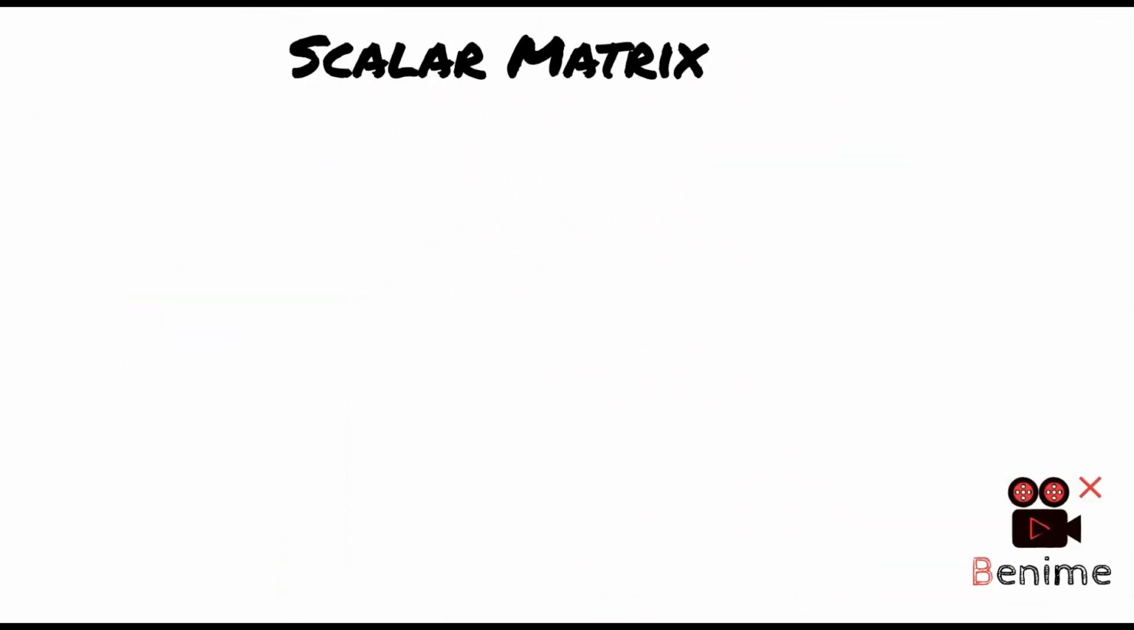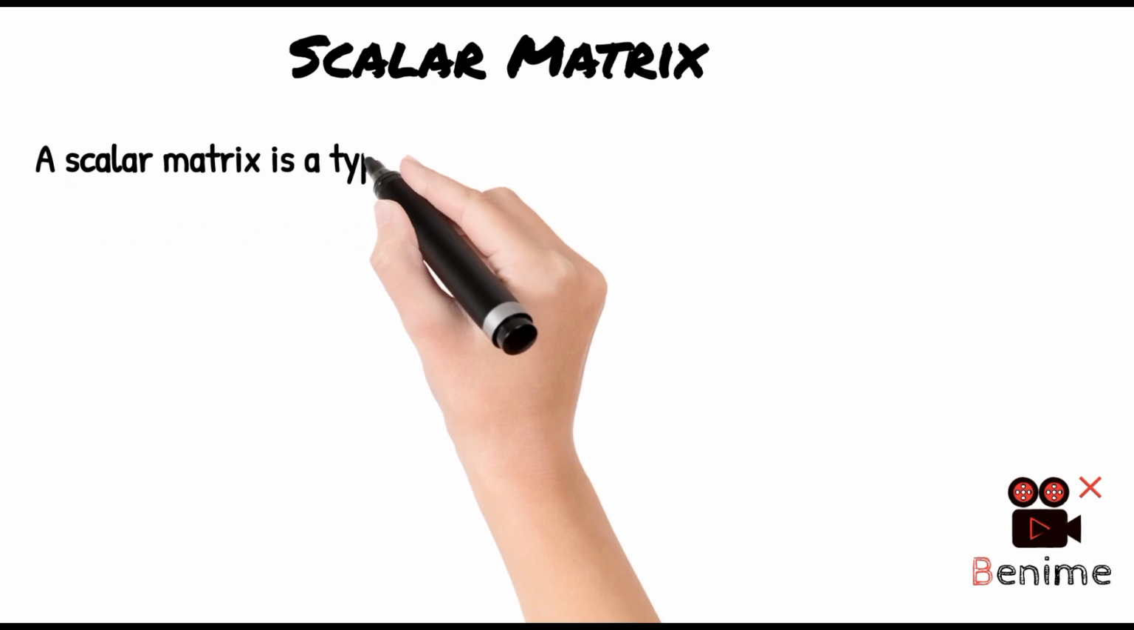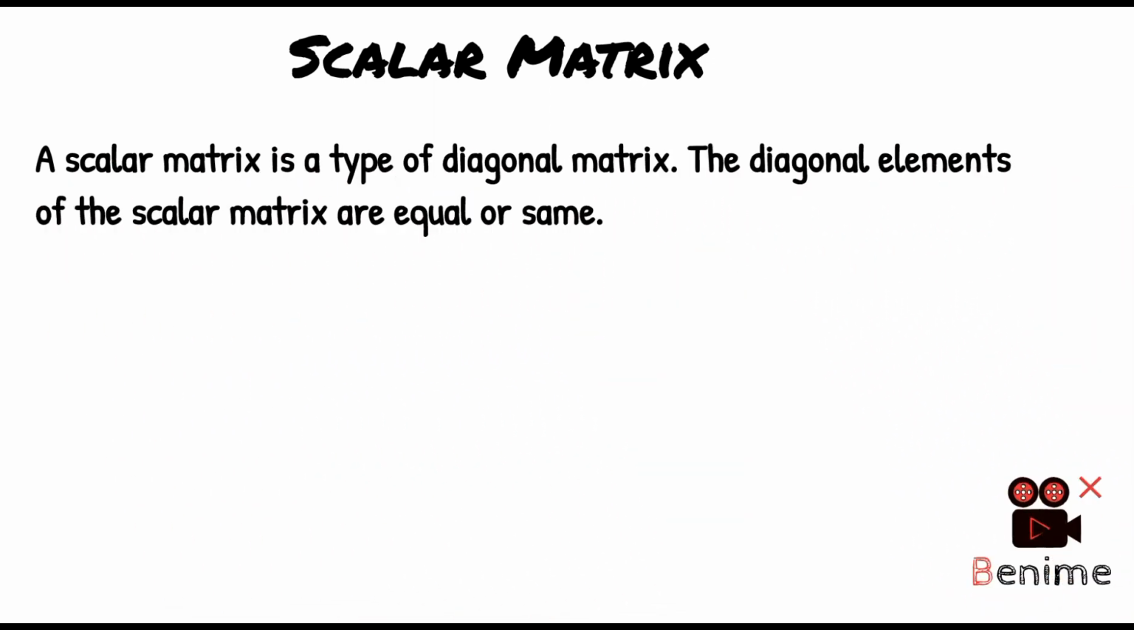Scalar matrix. Scalar matrix is a type of diagonal matrix. But what is difference between scalar matrix and diagonal matrix? In scalar matrix, all the entries that are in principal diagonal or main diagonal must be same, whereas in diagonal matrix there is no such condition that all the entries must be same.